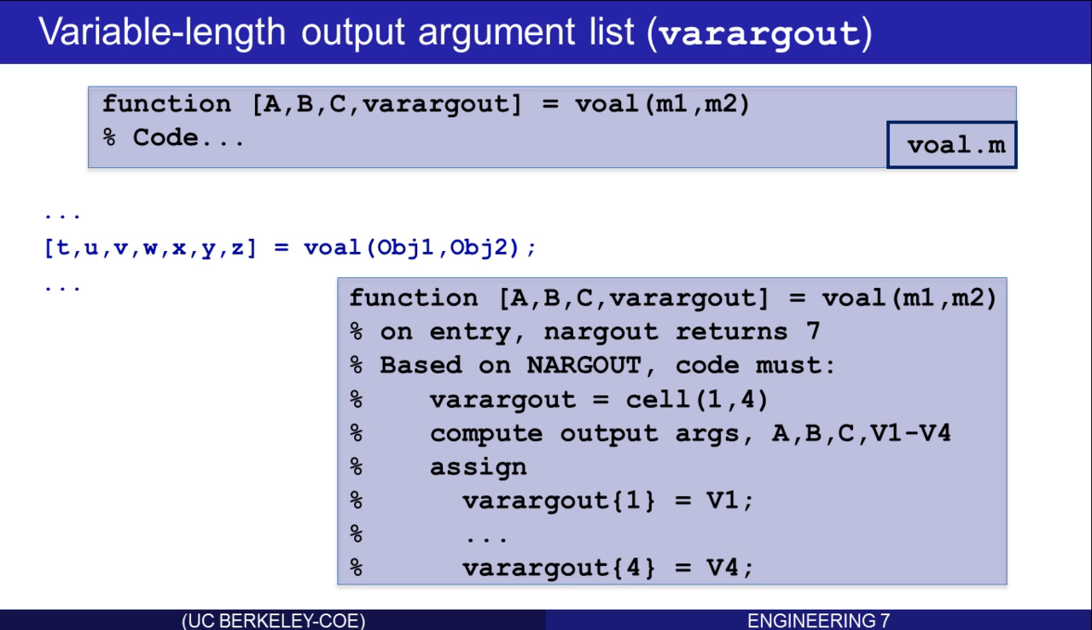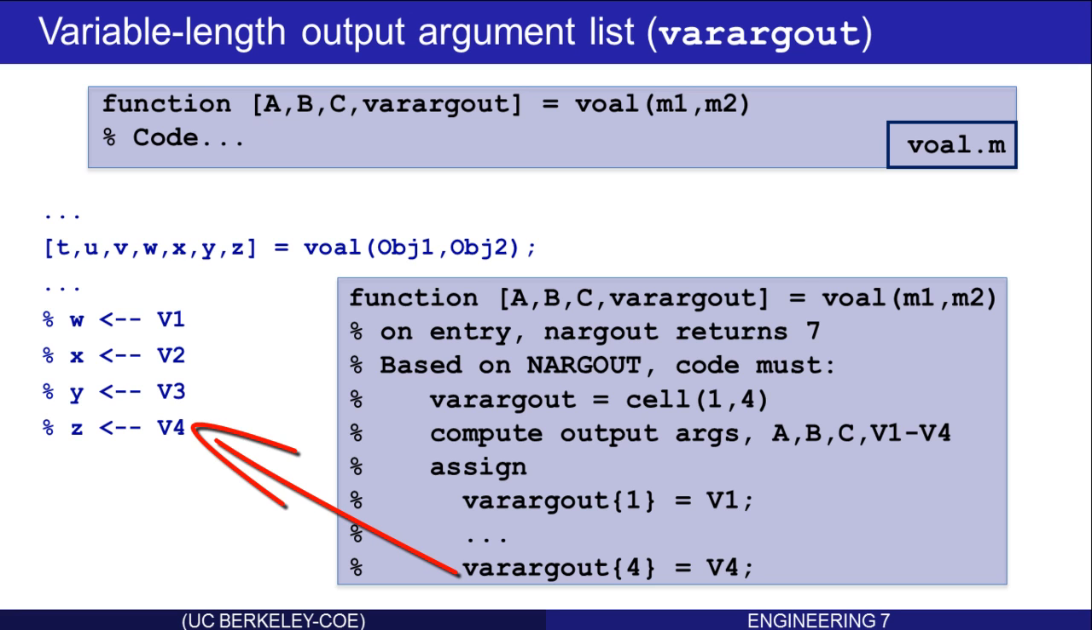When this returns, back in the caller's workspace, the value of W is V1, the value of X is V2, Y is V3, and Z is V4. So with varargout, the program must allocate varargout to the proper dimension and then fill its contents with the appropriate values.